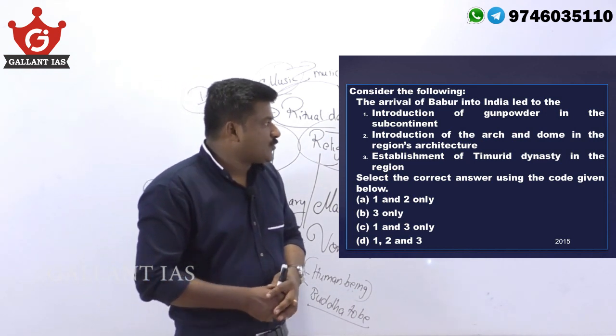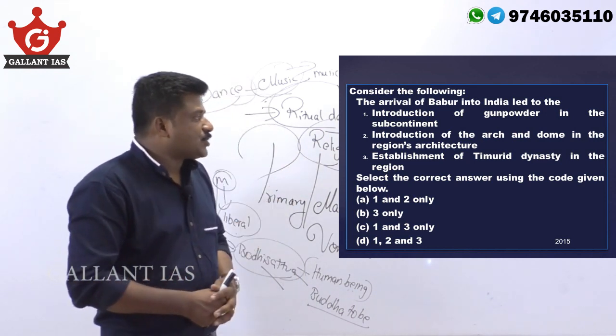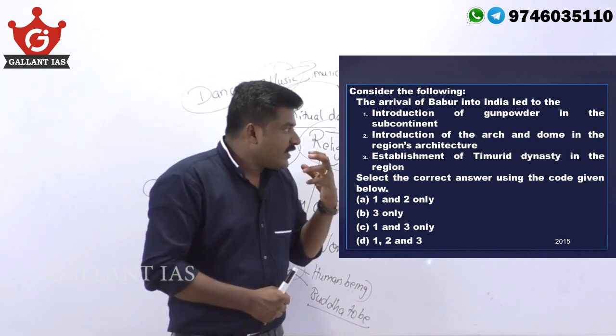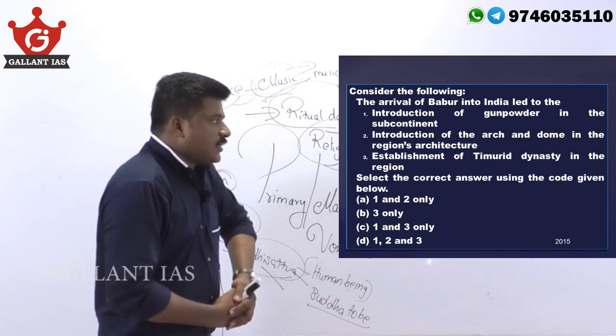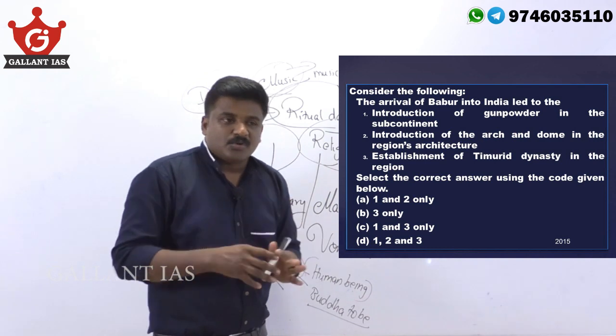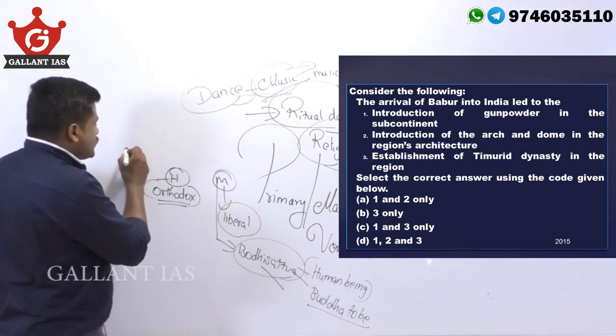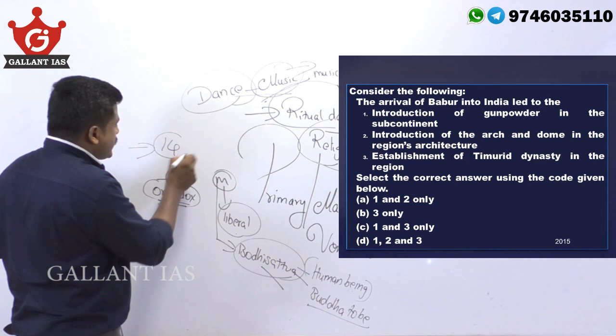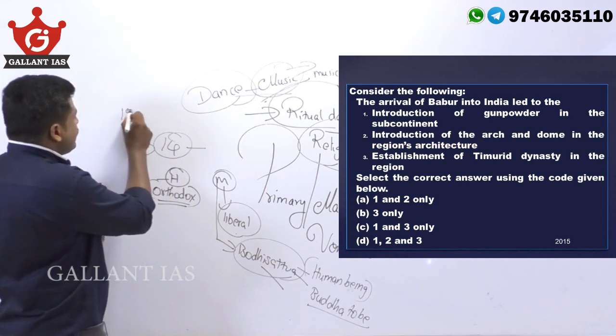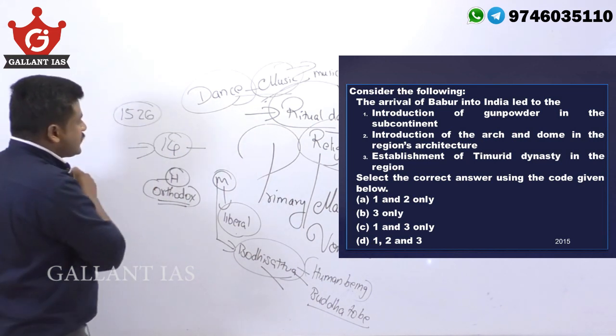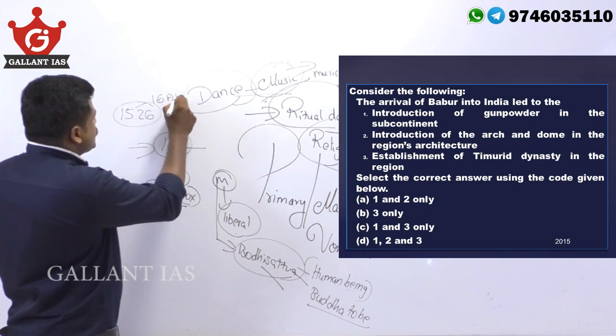Introduction of gunpowder in the subcontinent, introduction of arch and dome in the region's architecture, establishment of Timurid dynasty in the region. So just look into that. You know, gunpowder was introduced in the 14th century AD itself. Babur arrived in 1526, the first Panipat battle. That means this is in the 16th century AD.